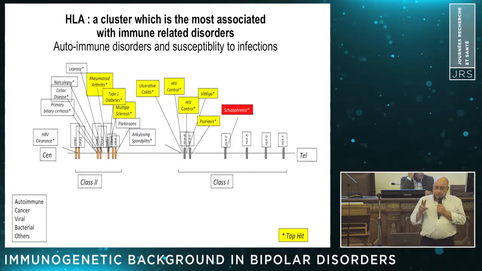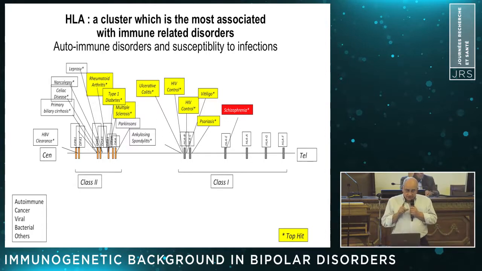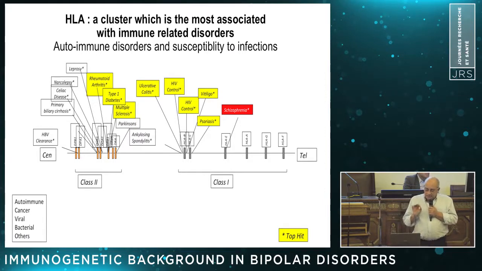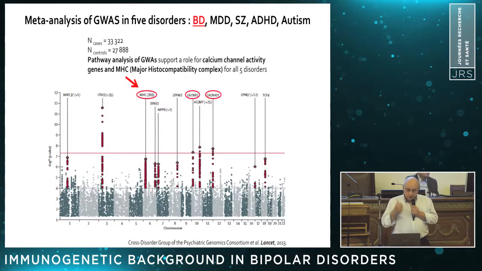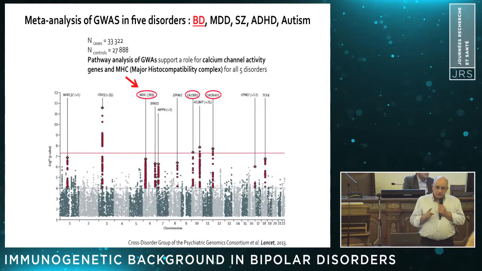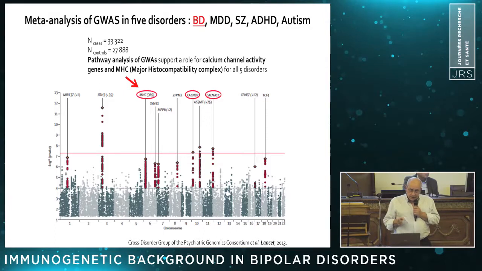This is one of the reasons why we focus on the HLA system. I represented only the top hit of association in human disease, and you can see that at this time, I think we made this slide 10 years ago, only schizophrenia was identified as linked to polymorphism of HLA. This is also another reason to focus on the HLA system, as a series of GWAS clearly identified the association between the MHC region, which hosts the HLA region, and all the major psychiatric disorders, including BD.